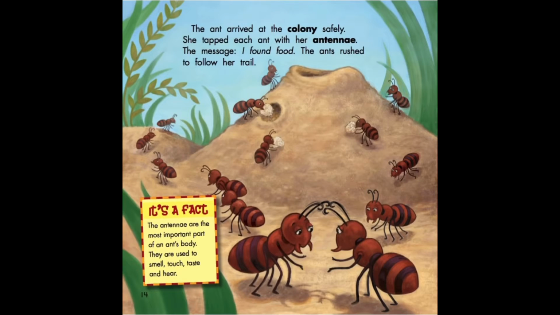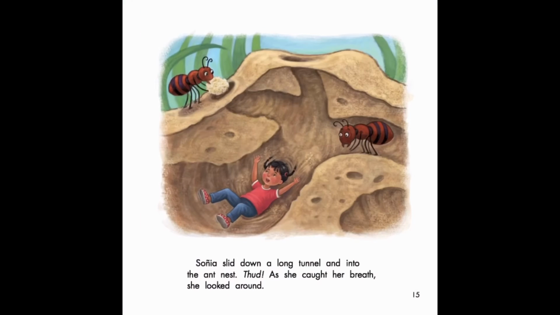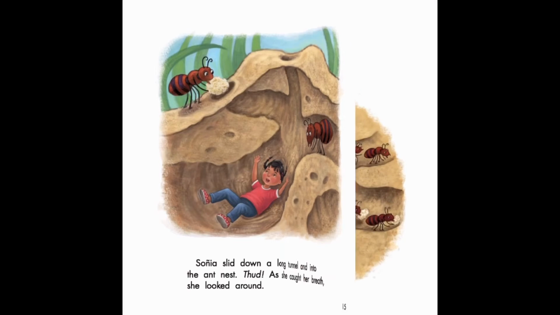The ant arrived at the colony safely. She tapped each ant with her antenna. The message: I found food. The ants rushed to follow her trail. Sonia slid down a long tunnel and into the ant nest. Thud. As she caught her breath, she looked around.